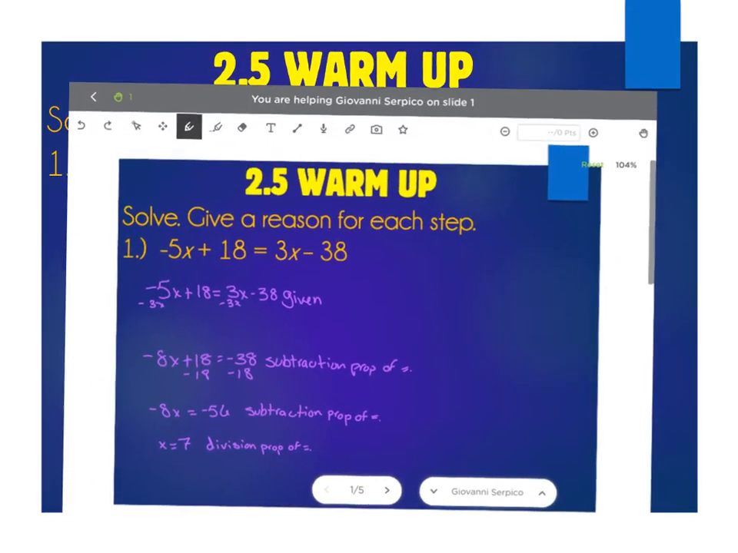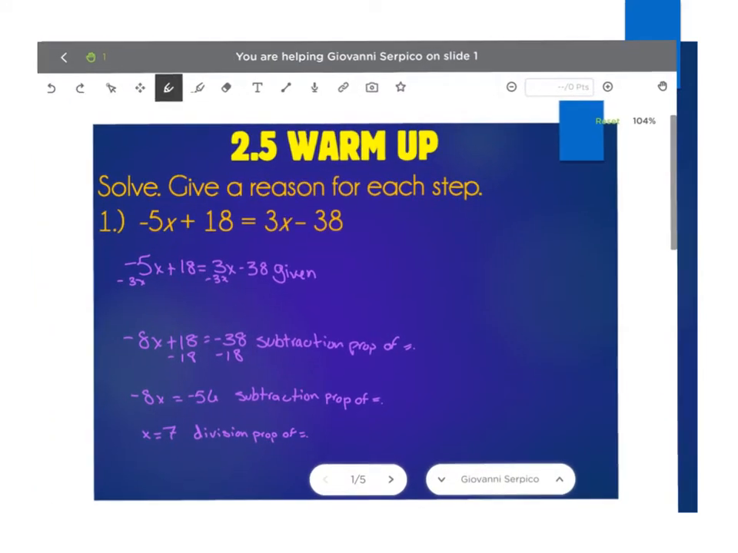Just remember, so I grabbed Giovanni. Everybody that I grabbed, I'll give you candy when I'm done, just remind me.